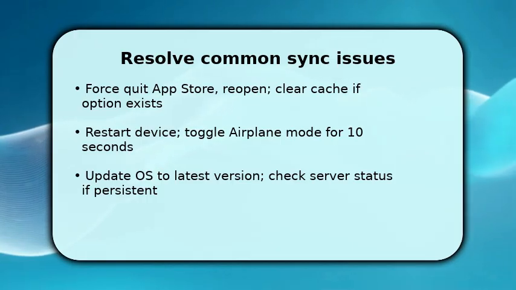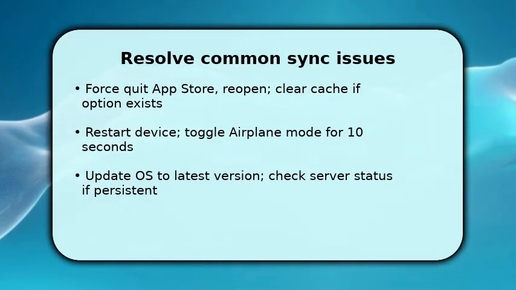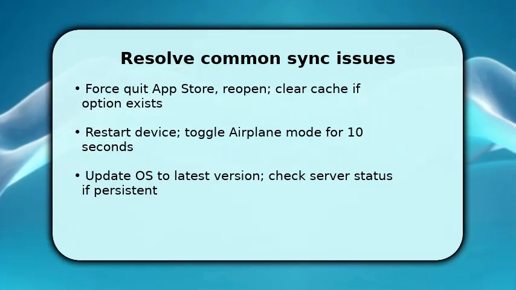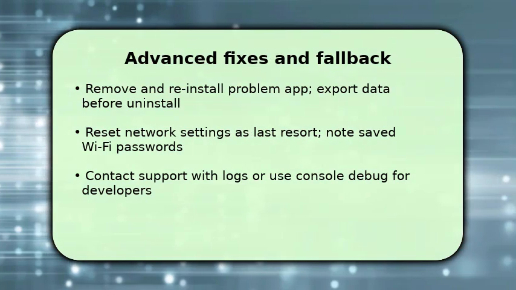If updates still fail, update the device OS because store updates often require matching platform versions. Make sure to check server status pages or outage reports if multiple users are affected. Then retry downloads. You finish with advanced recovery steps to restore updates quickly.